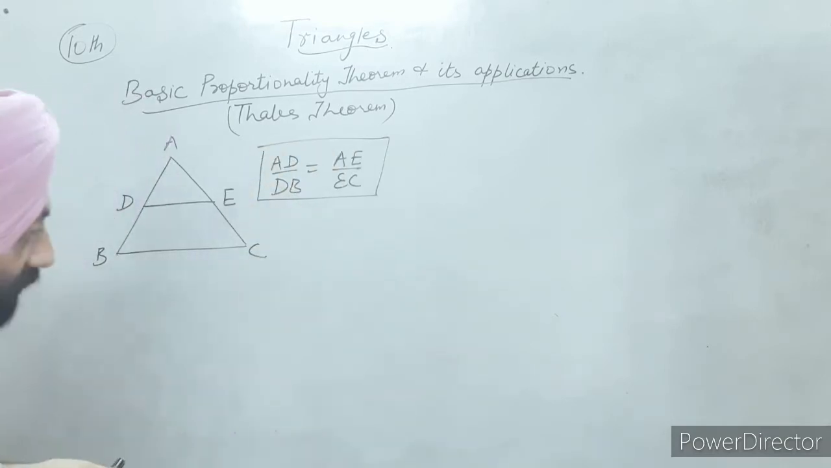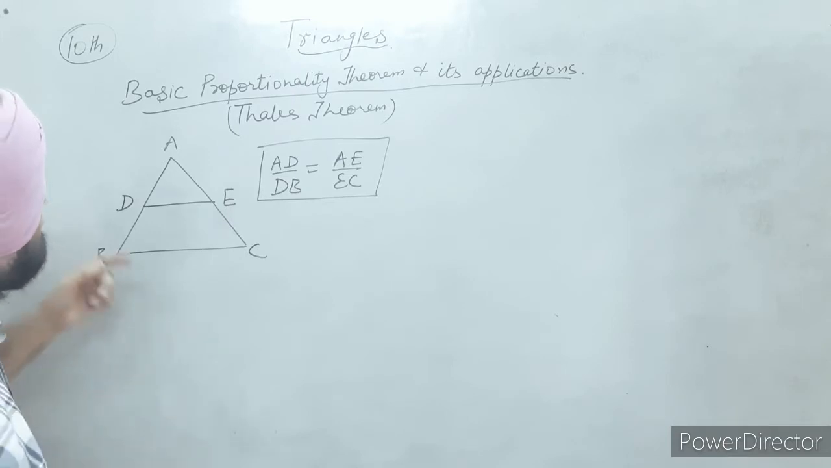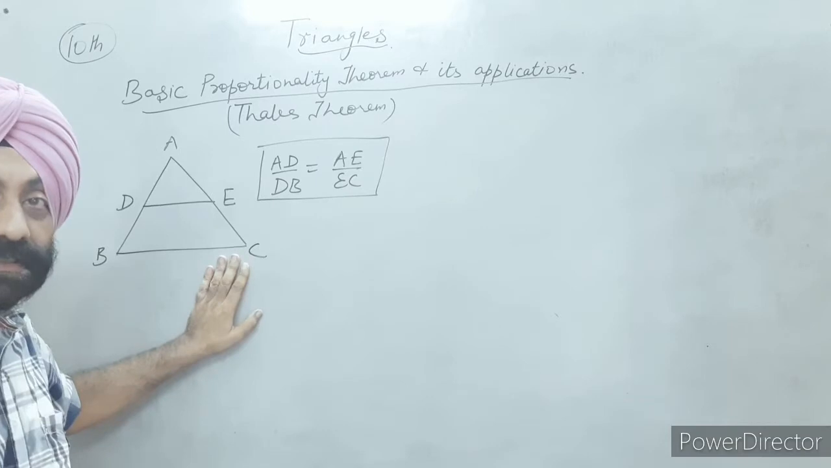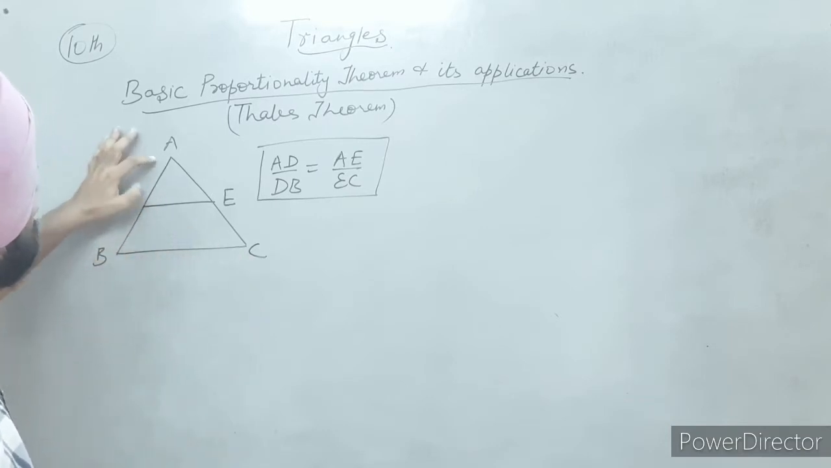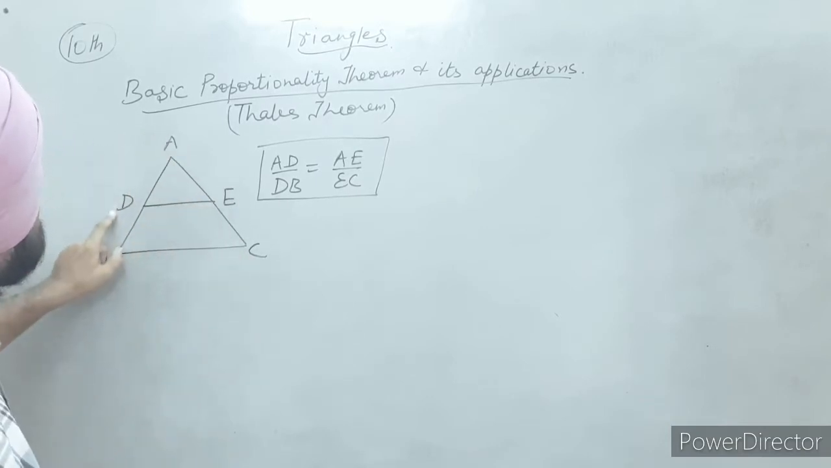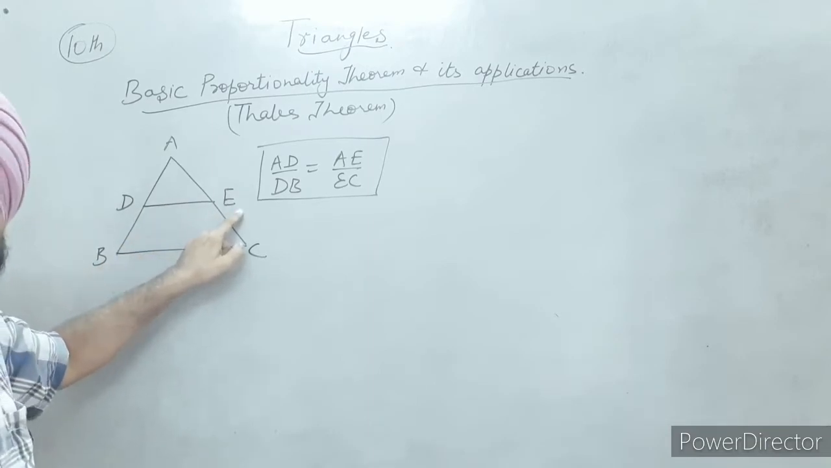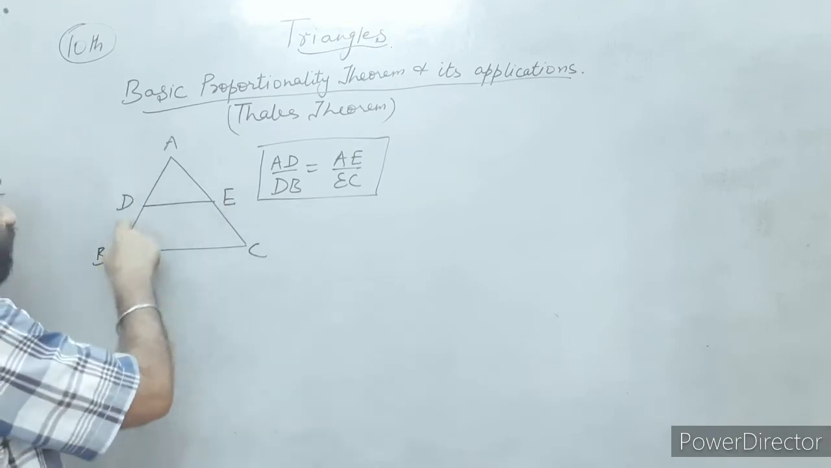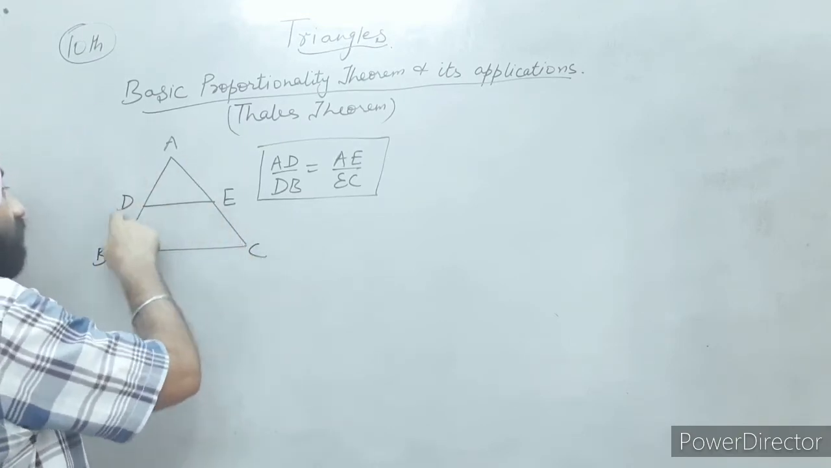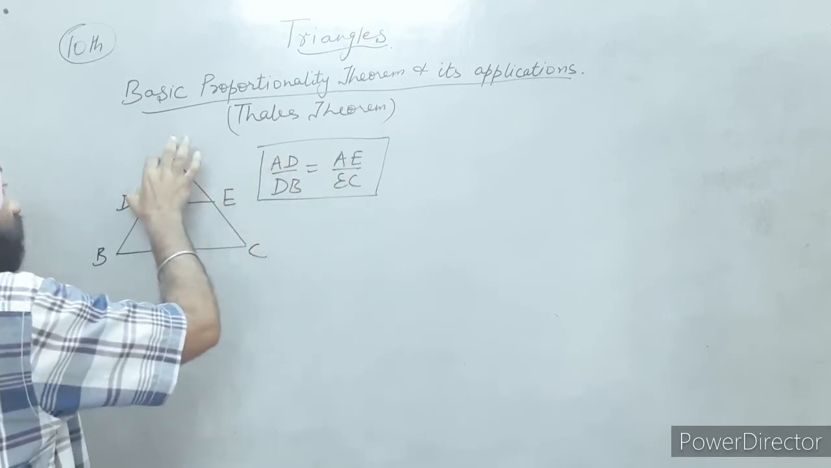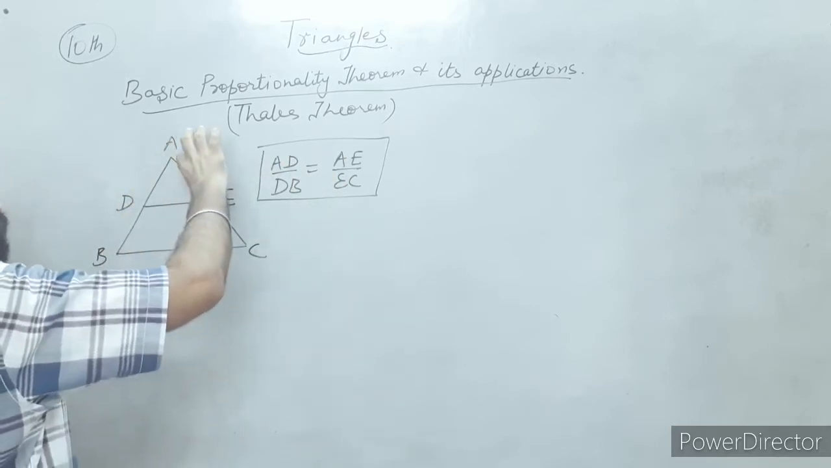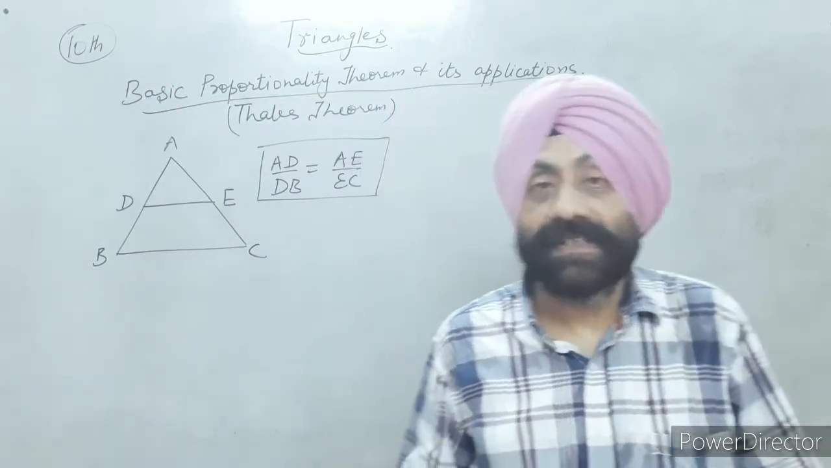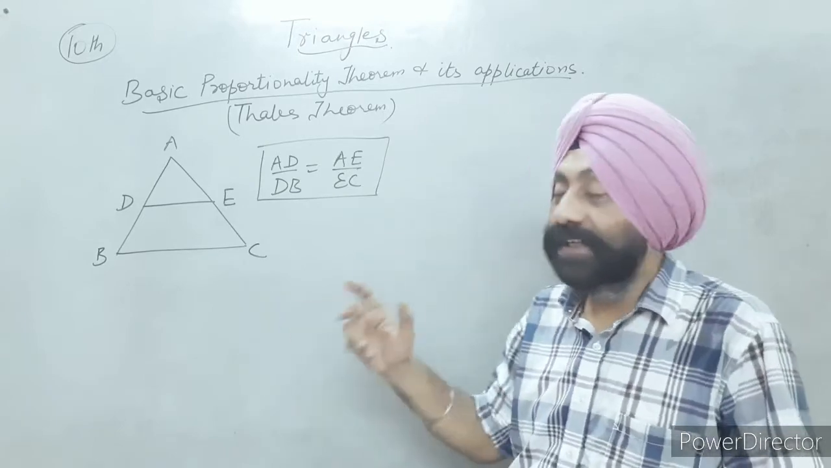Now the statement says if we draw a line parallel to one side of the triangle to intersect the other two sides in two distinct points, right? Two distinct means different points, D and E. Then the two sides are divided into the same ratio, that is AD upon DB is equal to AE upon EC. This is the statement of the basic proportionality theorem or Thales theorem.